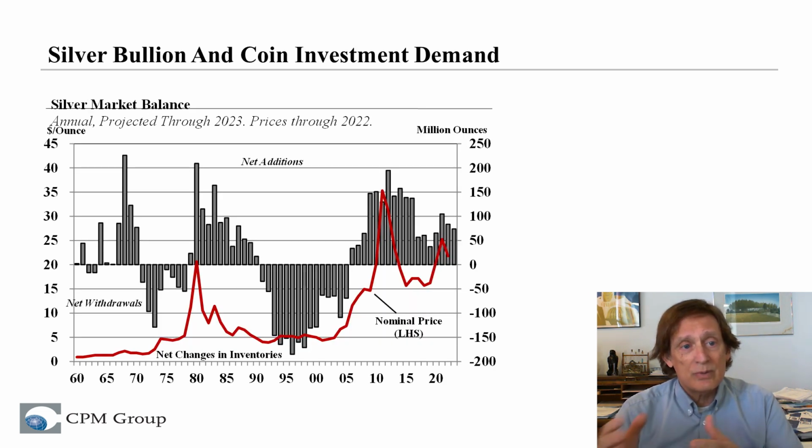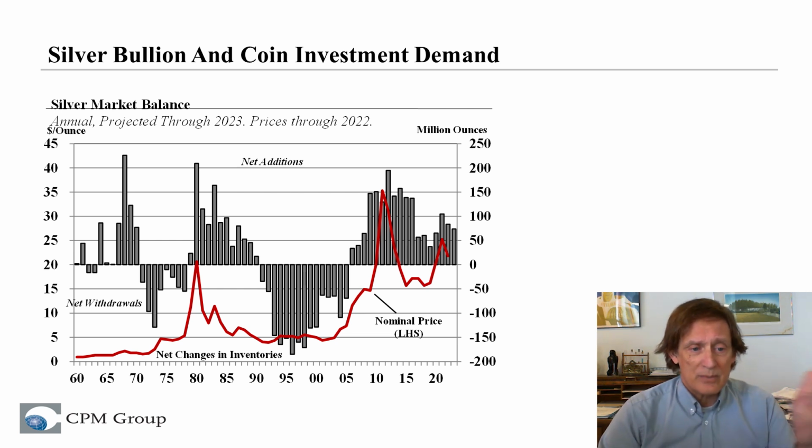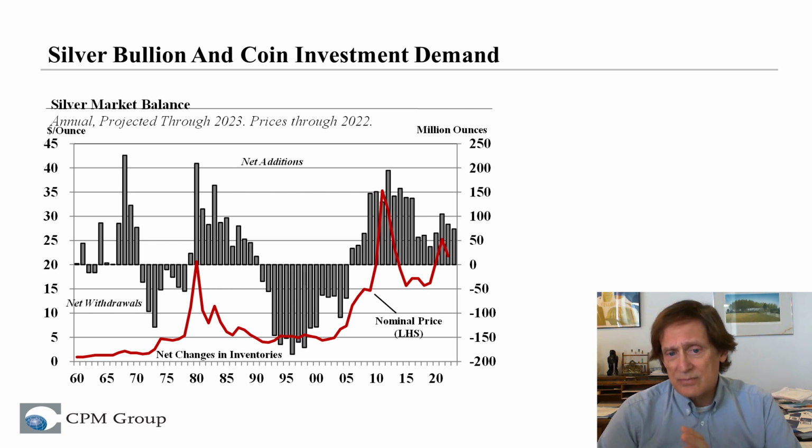The same is true in silver. You have silver bullion and coin investment demand levels, and you can see, when investors are buying more silver, they tend to drive the price up. That was the case in 1979, 1980, into the mid to late 80s, and it's been the case since 2005.